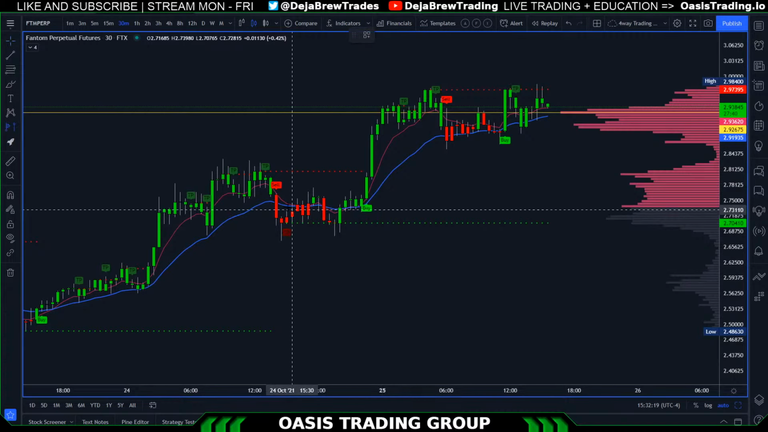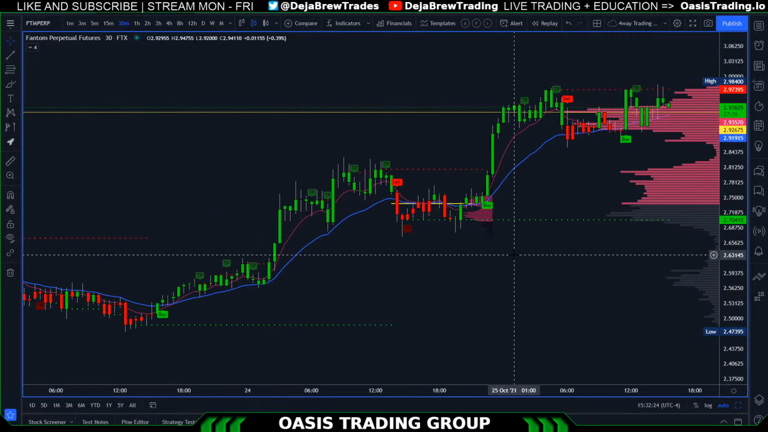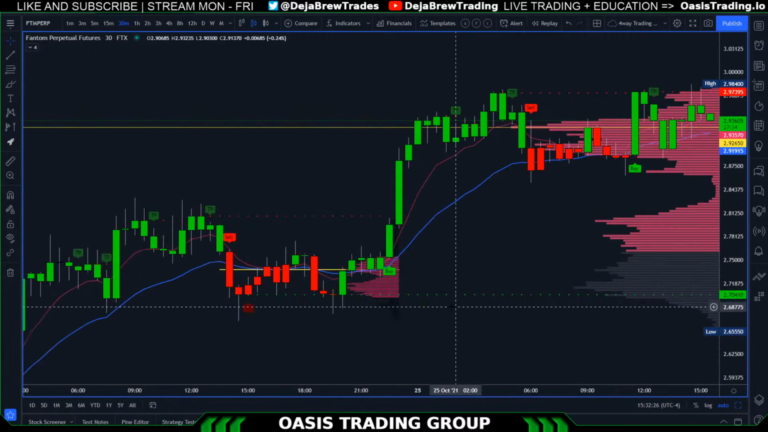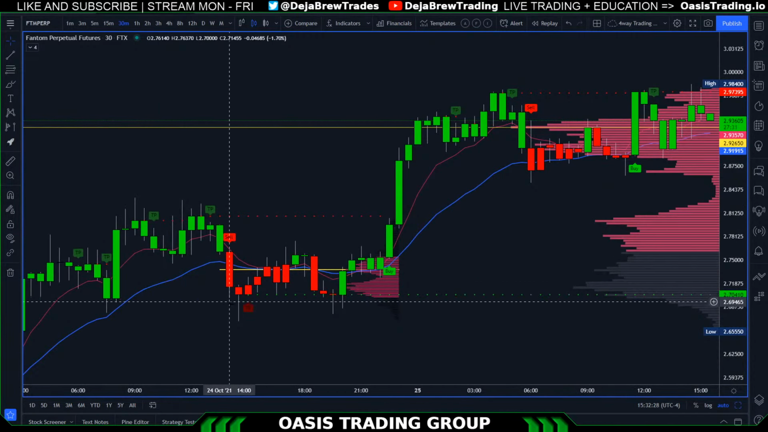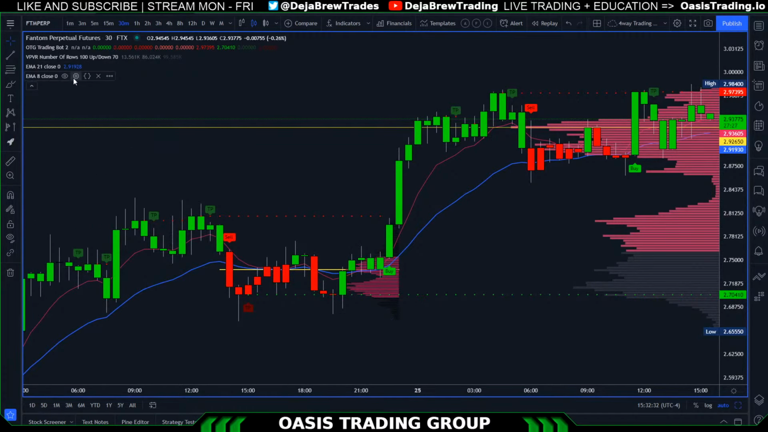Let me grab the value area of this range here. Let's see what it looked like. So another example is if we're finding balance. It's kind of the same as the last example, but a little more in depth.